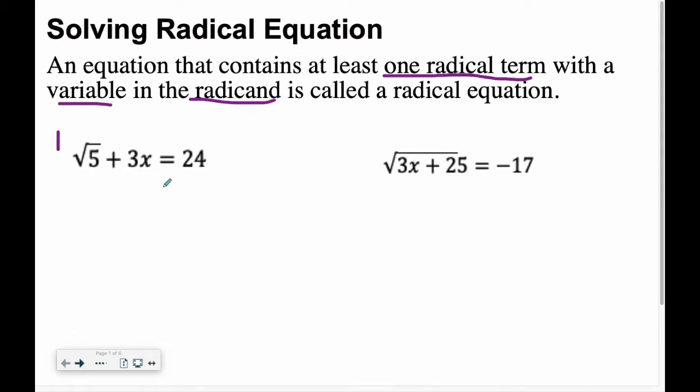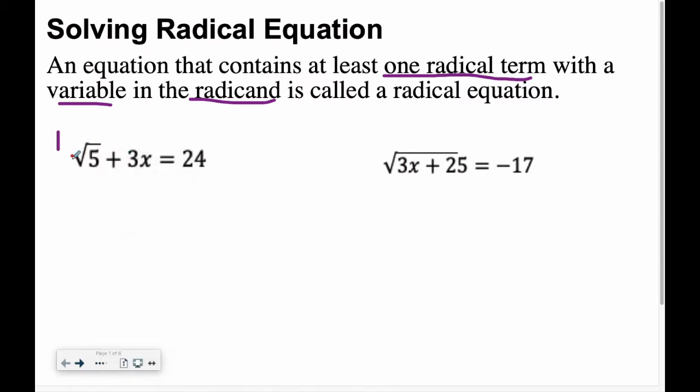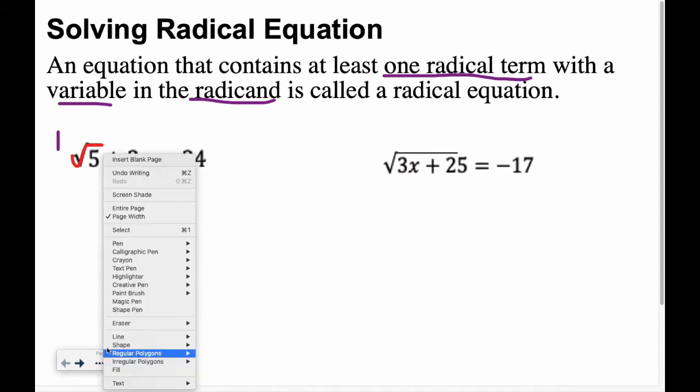So let's take a look at this one, number 1. This looks like a radical equation. It has a radical, has a variable, but this actually is not a radical equation. The reason being is that variable isn't under the radical sign. That's an integer, not a variable. So we could solve this one out, but it's not a radical equation.